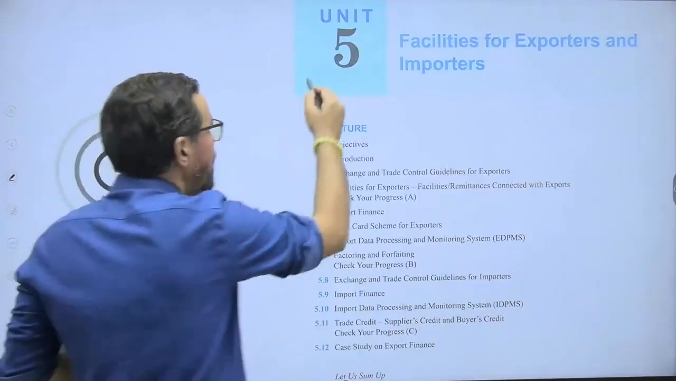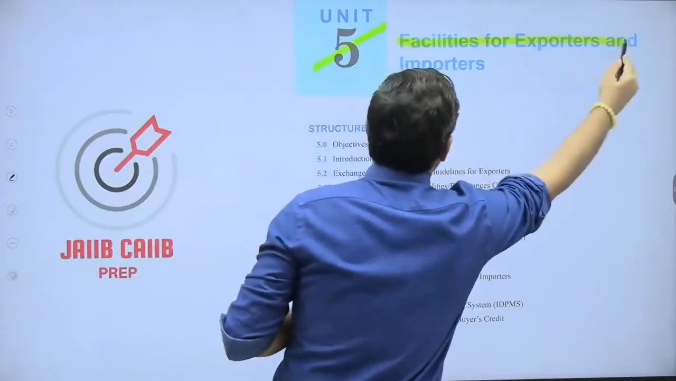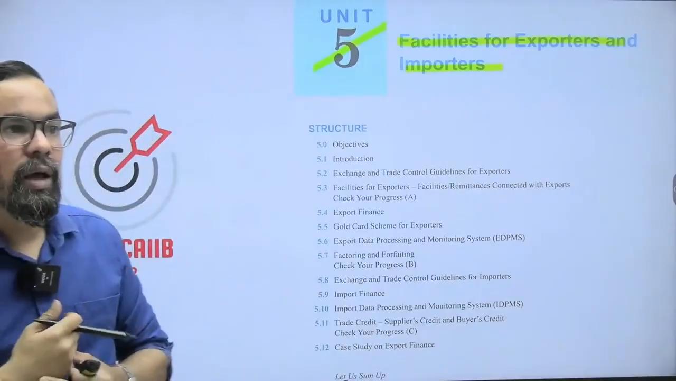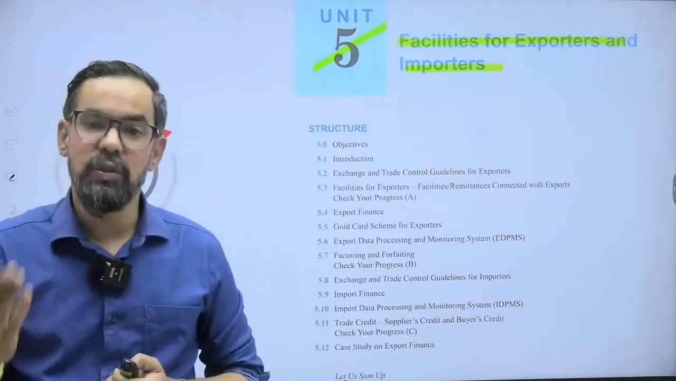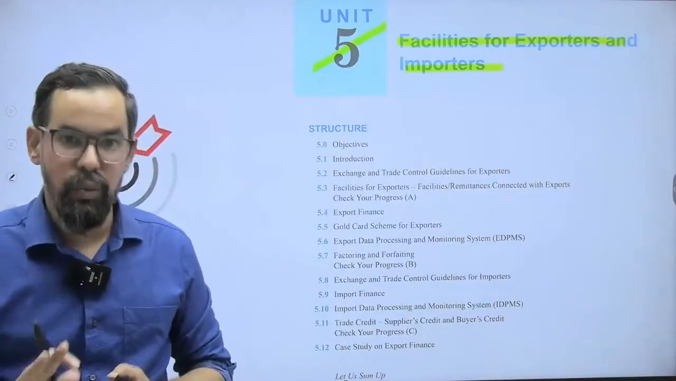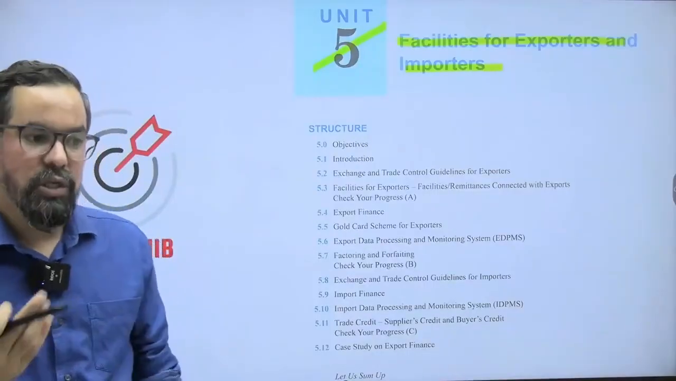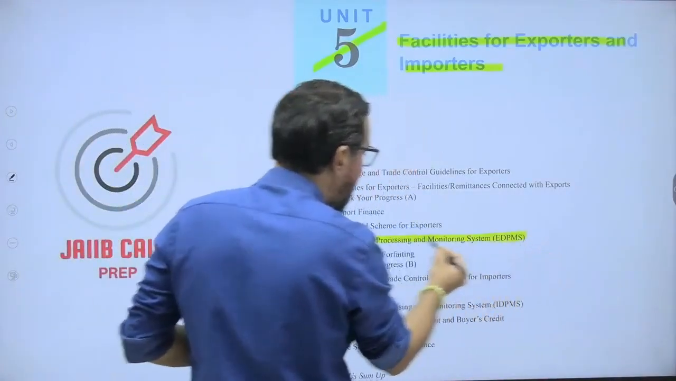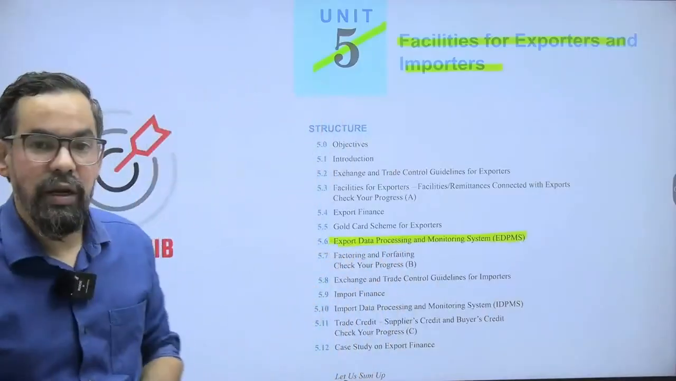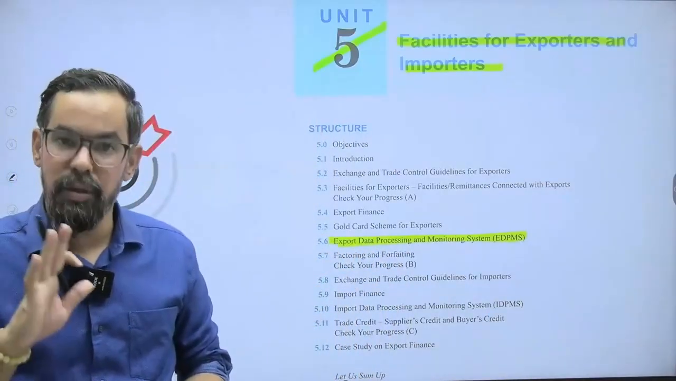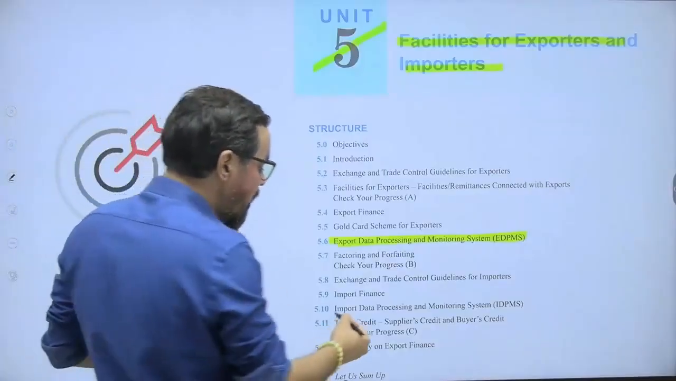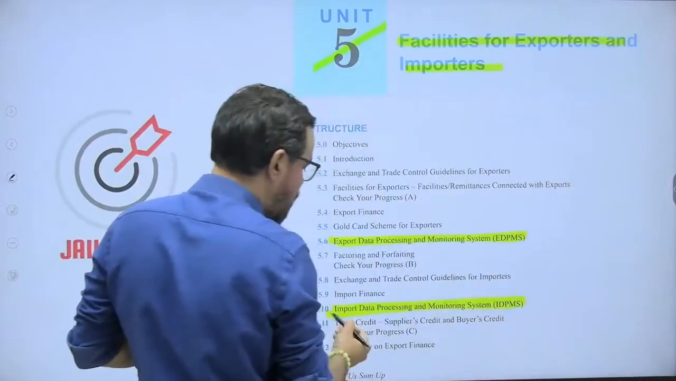Now the next one, unit 5. So facilities for exporters and importers. Okay? So here we have some important areas: export credit, import credit. That is a very important area. So many times you'll see questions around this one, and even the export data processing and monitoring system and import data processing and monitoring system. This got asked in your previous examination itself. Okay? This import data processing monitoring system.